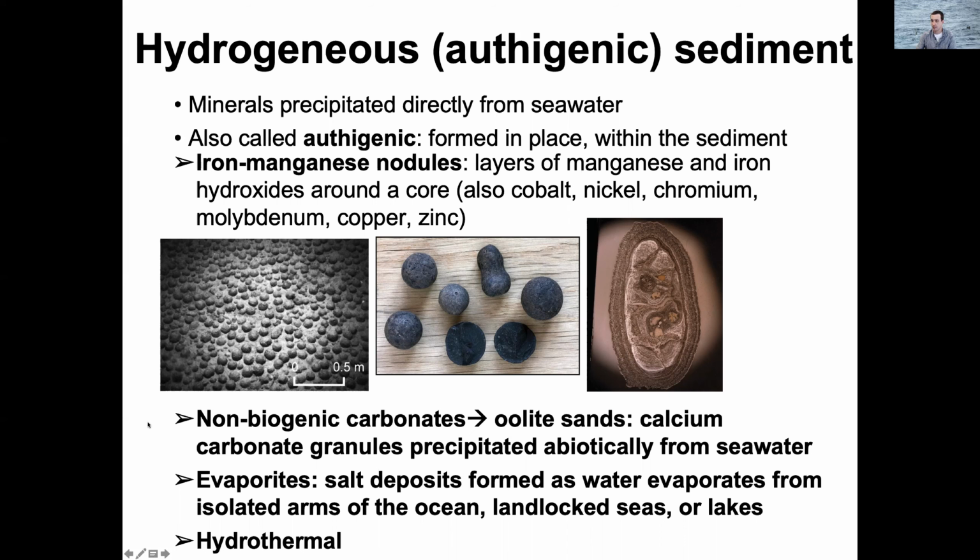Other types of authigenic sediments include non-biogenic carbonates, so oolite sands. These are calcium carbonate granules that precipitate abiotically from seawater, so they're not part of shells. Then there are evaporites, salt deposits that form as water evaporates when you isolate parts of the ocean, in landlocked seas or lakes, and hydrothermal vents.